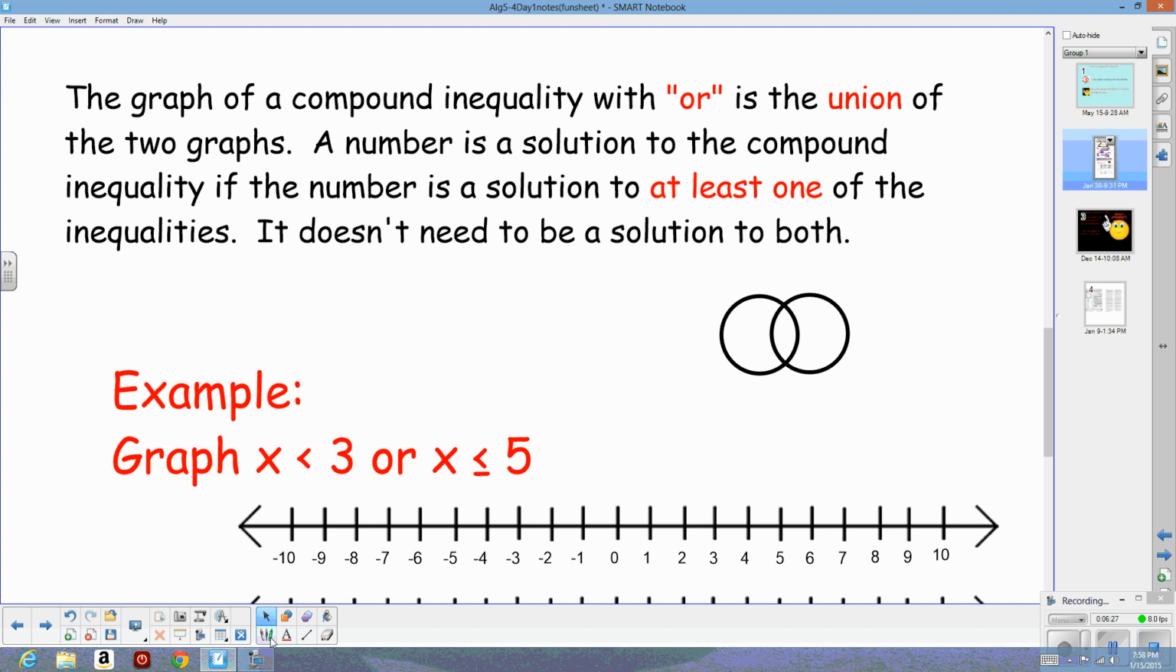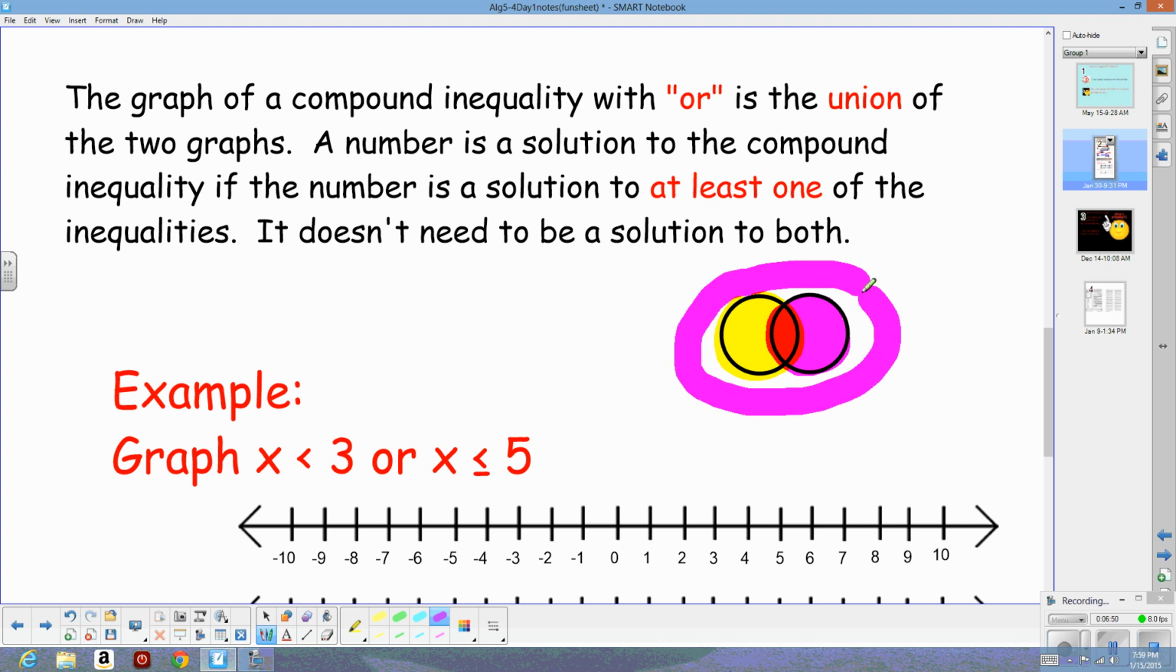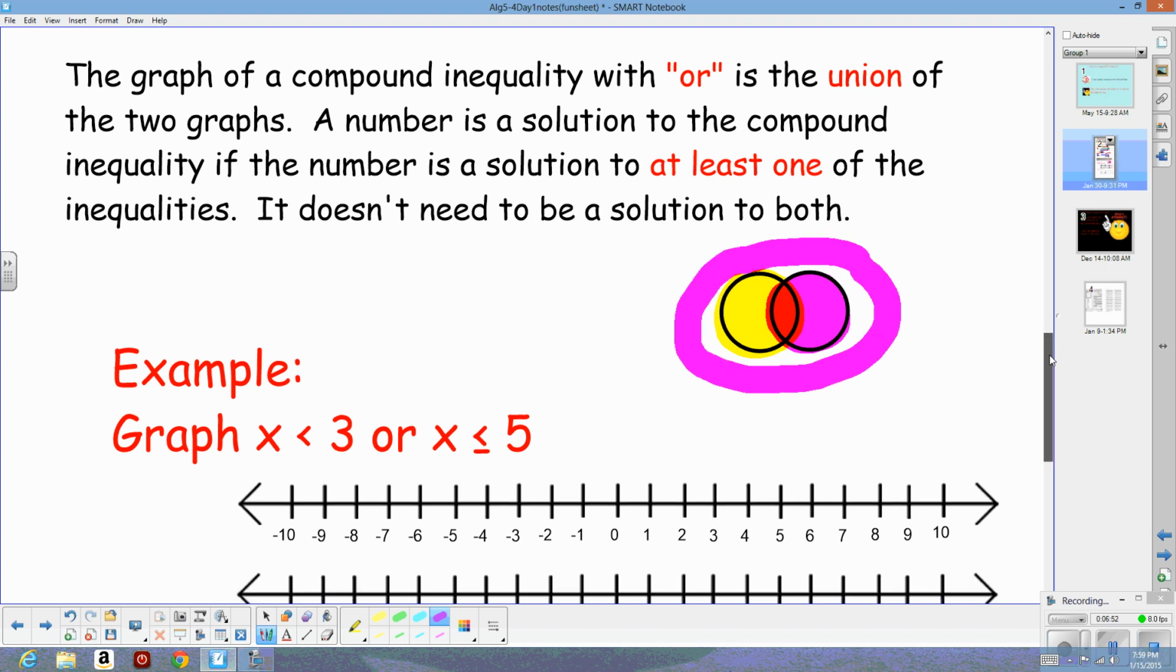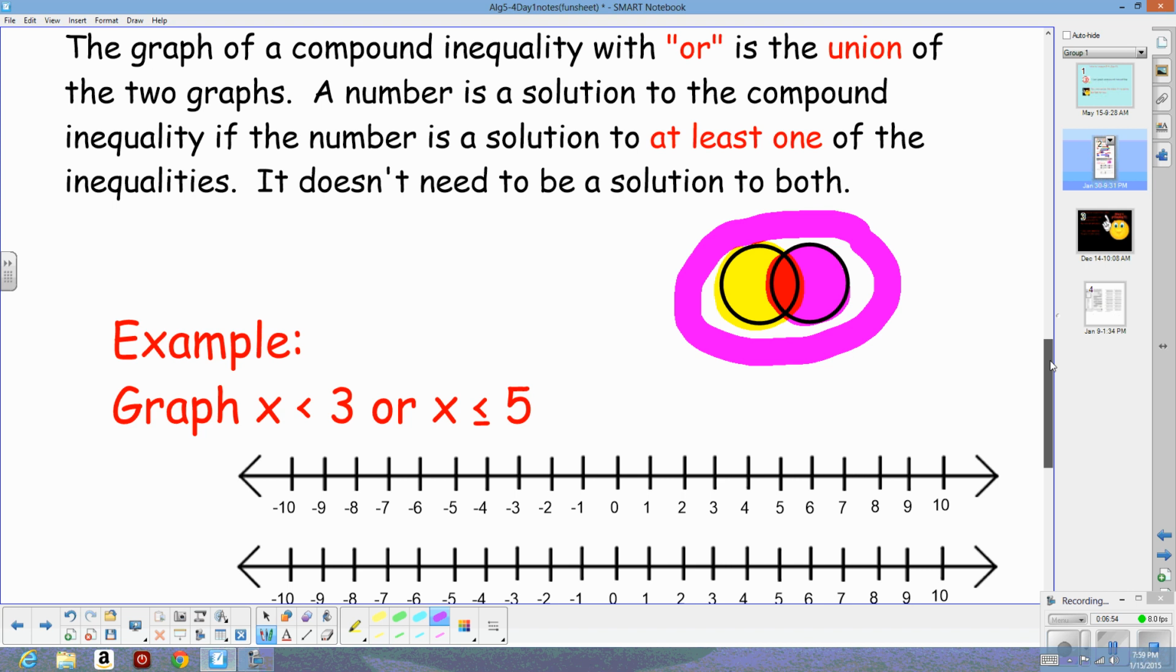So in this case, if I were to think about a Venn diagram, here are all the numbers that are solutions to the first inequality. These are all the numbers that are solutions to the second one. And the solution to the compound inequality is this whole thing. It is all the numbers. It can be in one or both, it doesn't matter.